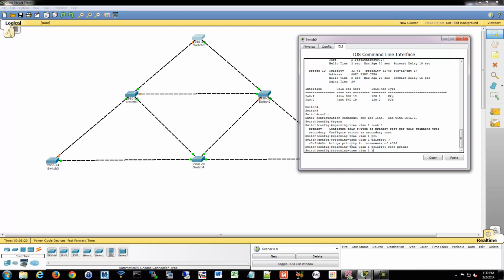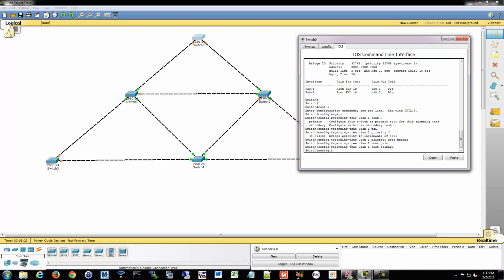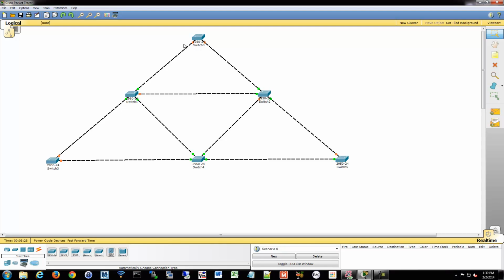Whoops, I'm going to go back. There we go, root primary. So now for VLAN 1, this switch is going to be the primary root. And if you take a look, spanning tree is currently renegotiating our ports. It took switch 5, one of those ports, it stuck it into blocking mode, and switch 0 is currently taking over, spanning tree is calculating, and so on. We're going to give it a second. Here we go. So we got links coming up.